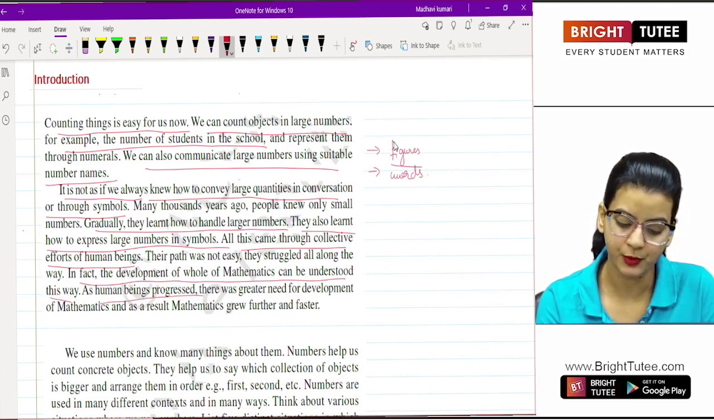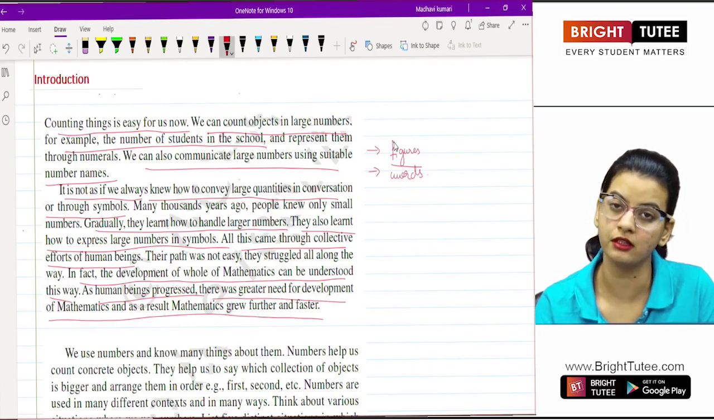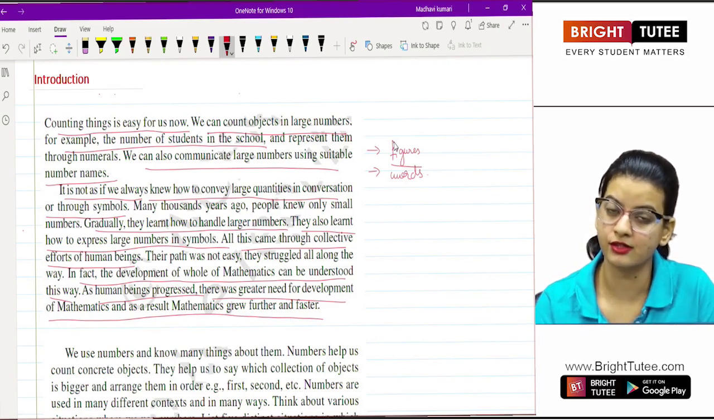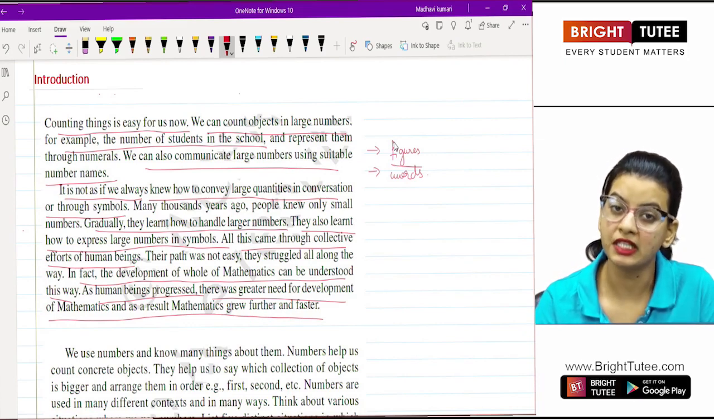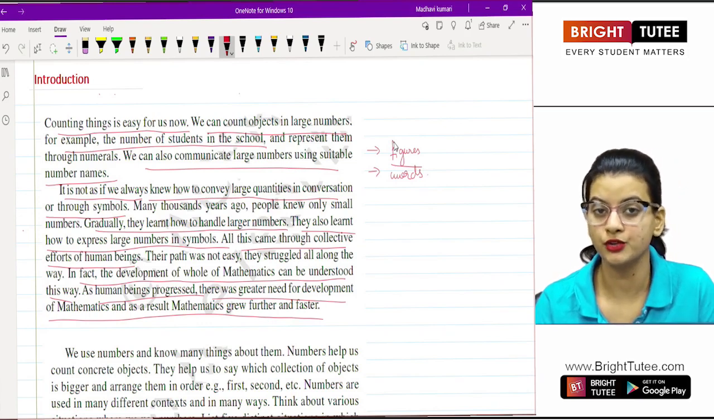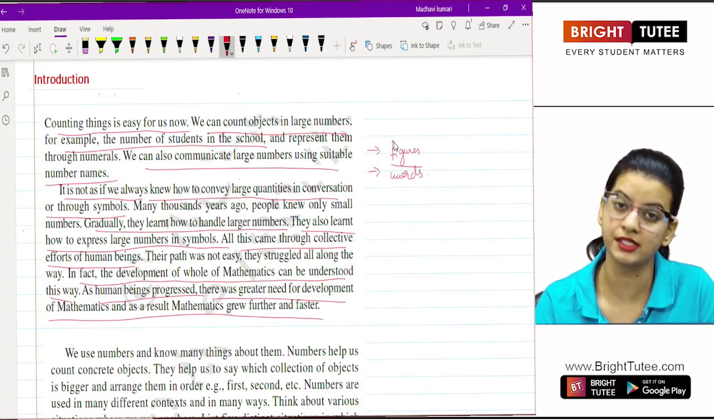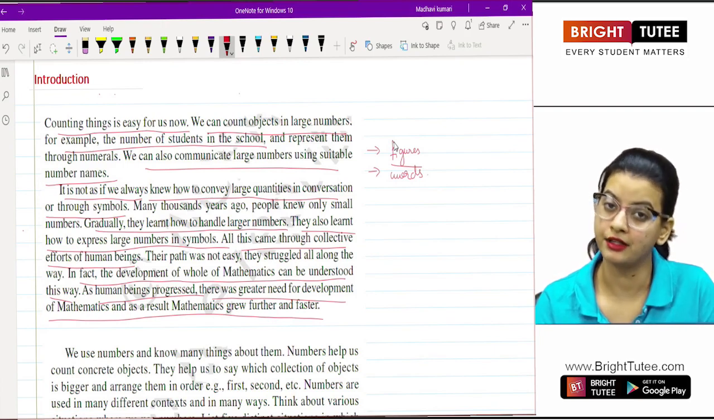In fact, the development of the whole of mathematics can be understood in this way. As human beings progressed, there was a greater need for mathematics, and as a result, mathematics grew faster and further. As societies developed, we developed a need for larger numbers, and we started using words and symbols to express them. This happened in time, as and when our needs grew.